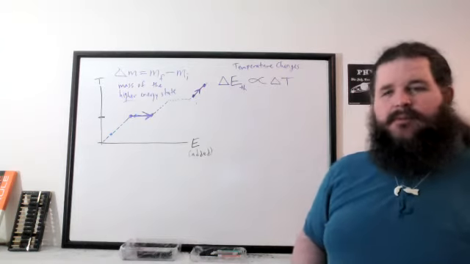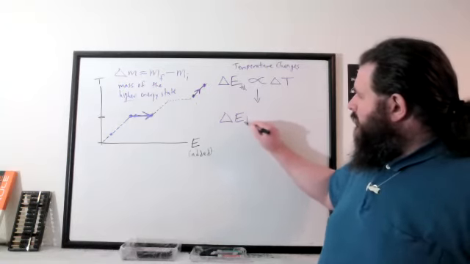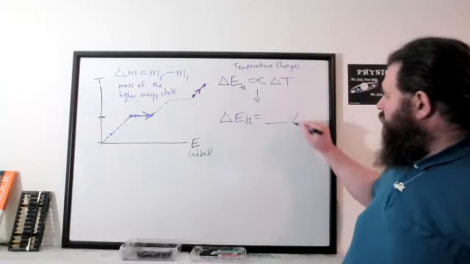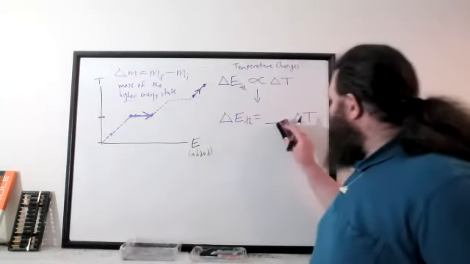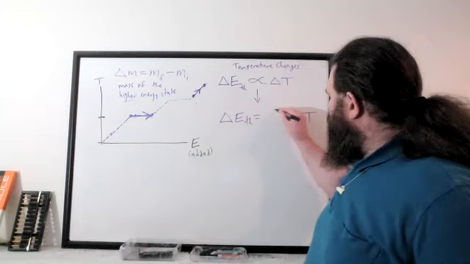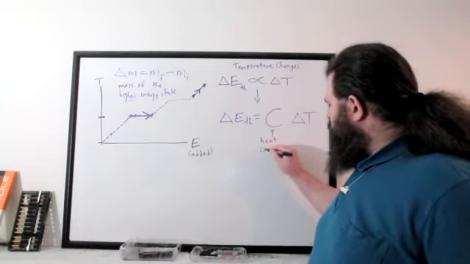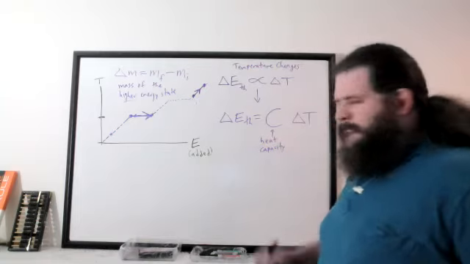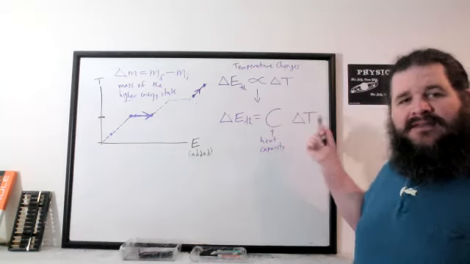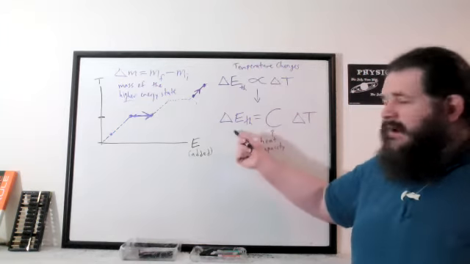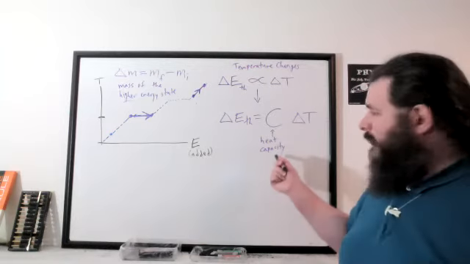And because of the way we're defining proportionality, we can write this as an equation. Delta E thermal should equal some constant times the change in temperature. And we call that constant the heat capacity, usually written as a capital C. So the heat capacity is this constant of proportionality that you multiply by the temperature change to figure out how much energy it costs to make that temperature change happen. And this is a property of the object.